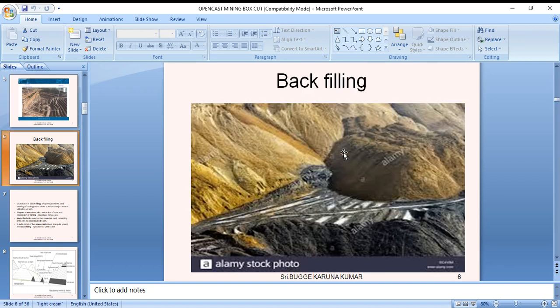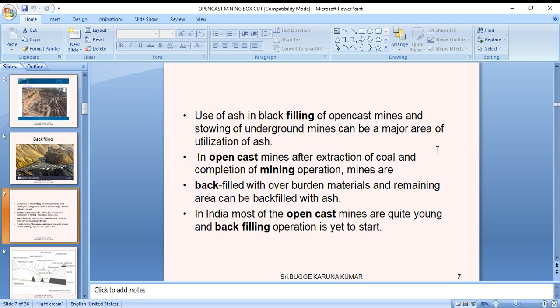One more thing I am showing here. Backfilling, so dump. Sometimes the power plant ash can also be used as backfill material. But in most open cast mines, the excavated limestone or sandstone will be used in the backfill operation.